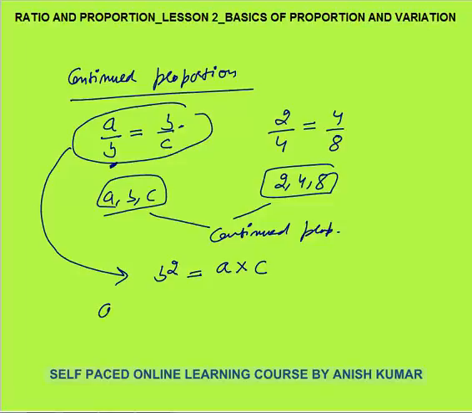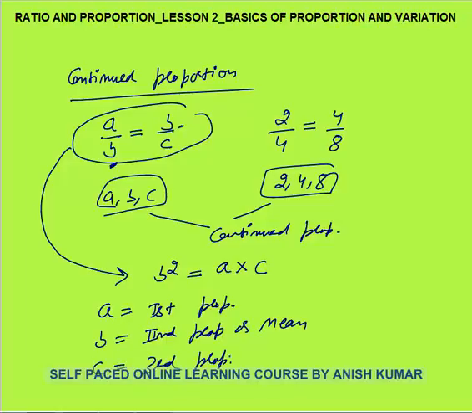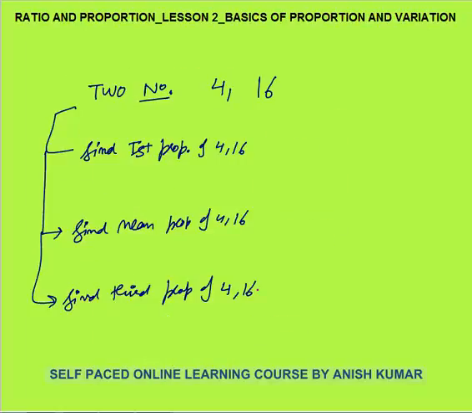Here A is called the first proportional. B is called the second proportional or mean proportional, and C is called the third proportional. For example, how it is used. If I am given two numbers, 4 and 16, I need to find the first proportional of 4 and 16.